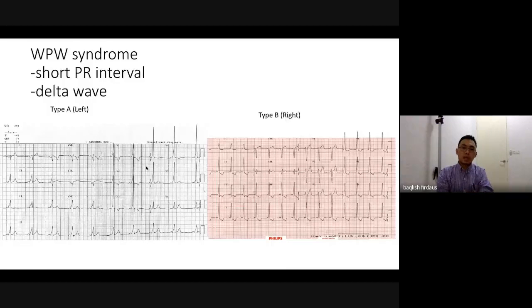So the type A and type B is important because the accessory pathway is from the left side or the right side. It's important for the electrophysiologist, so that they can ablate, they can approach the left atrium or the right atrium to find the accessory pathway.